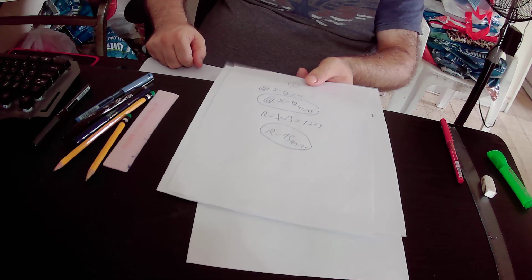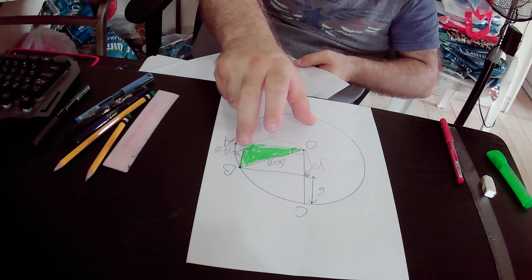Okay, the answer to the question is that the radius of this circle equals 15 units.